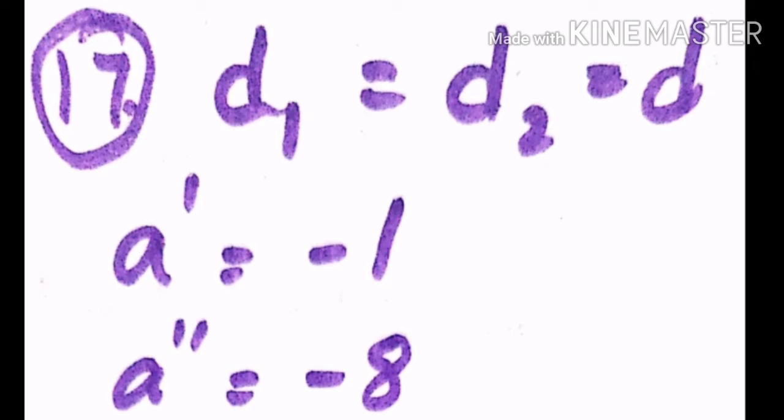So for that I have started this question as D1 is equal to D2 is equal to D. Means if there are two different APs, I have denoted their differences as D1 and D2. But it is written in the question that it is the same, so I have chosen the notation D for both. Then for the first AP, the first term is given and I have denoted it as A dash is equal to -1, and for the second AP the first term A double dash is equal to -8.